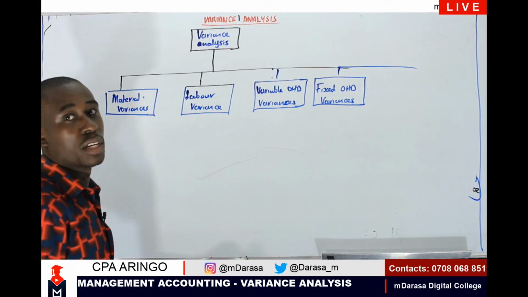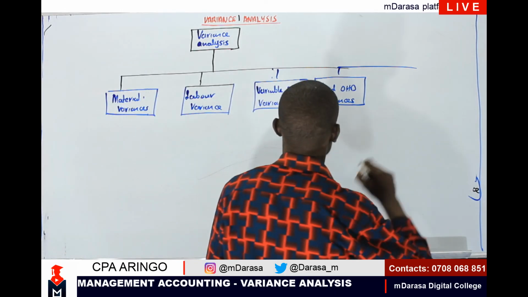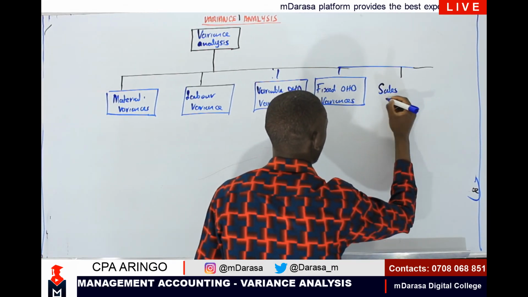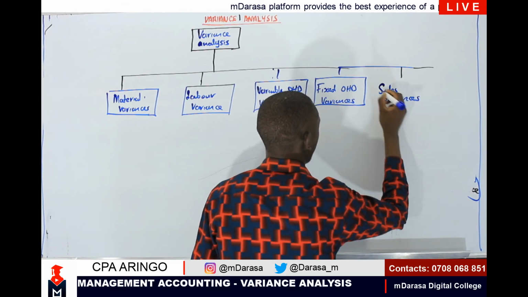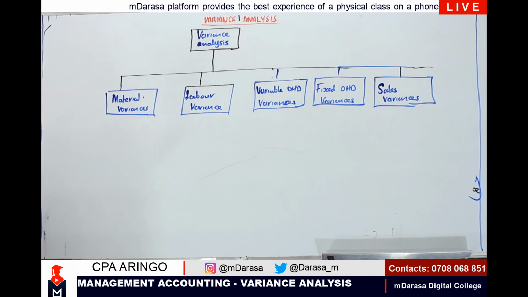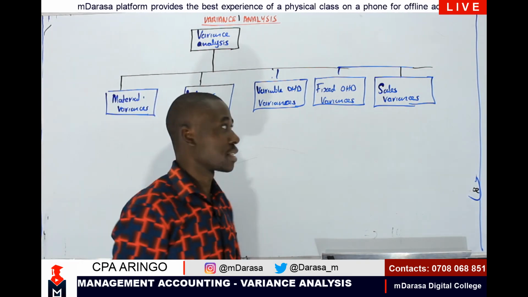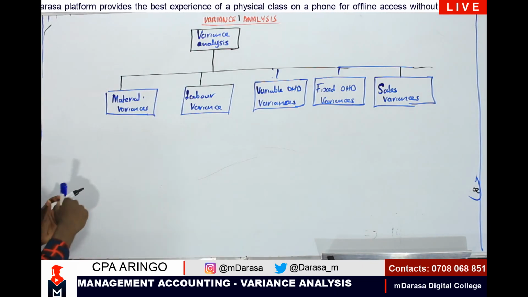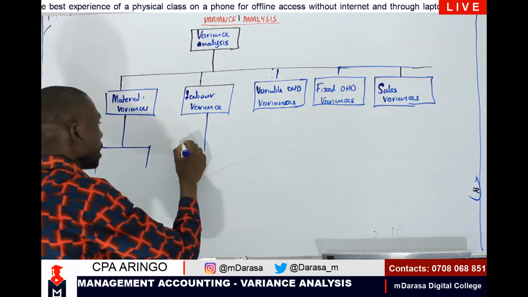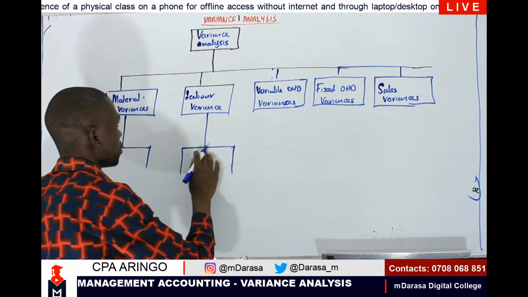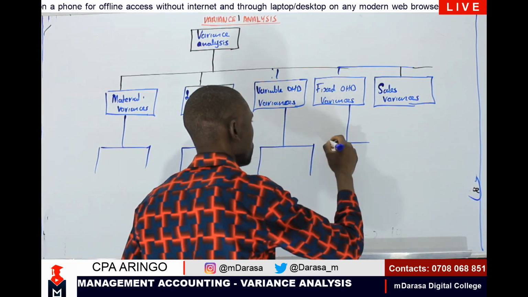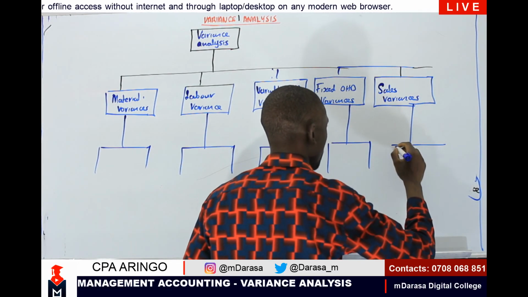Then of course category number 5, we'll be talking of sales variances. So these are 5 main categories of basic variances. Later on you'll find that each one is going to be broken into 2 perspectives, or 2 main types of variances.